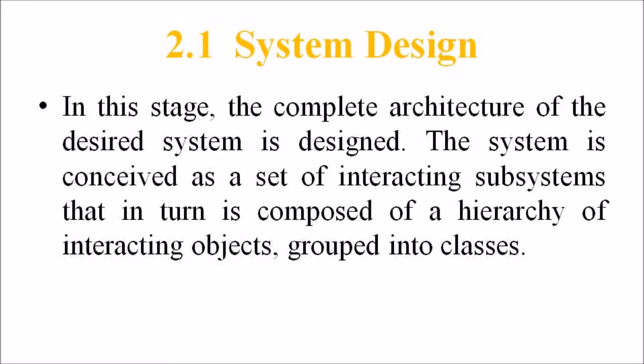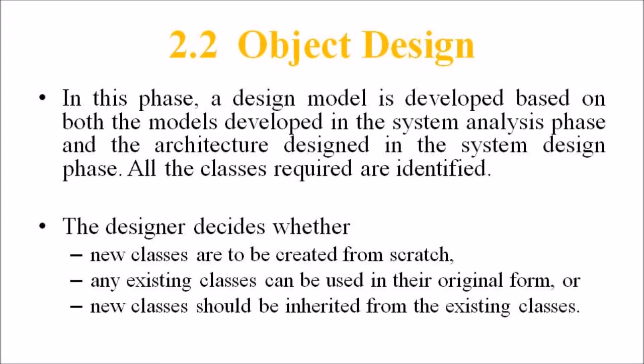When it comes to the object design, in this phase a design model is developed based on both the models developed in the system analysis phase and the architecture designed in the system design phase. All the classes required are identified. The designer decides whether new classes are to be created from scratch. Any existing class can be used in its original form, or new classes should be inherited from the existing classes. The associations between the identified classes are established and the hierarchies of the classes are identified. Besides, the developer designs the internal details of the classes and their associations, that is, the data structures of each attribute and the algorithm for their operation.